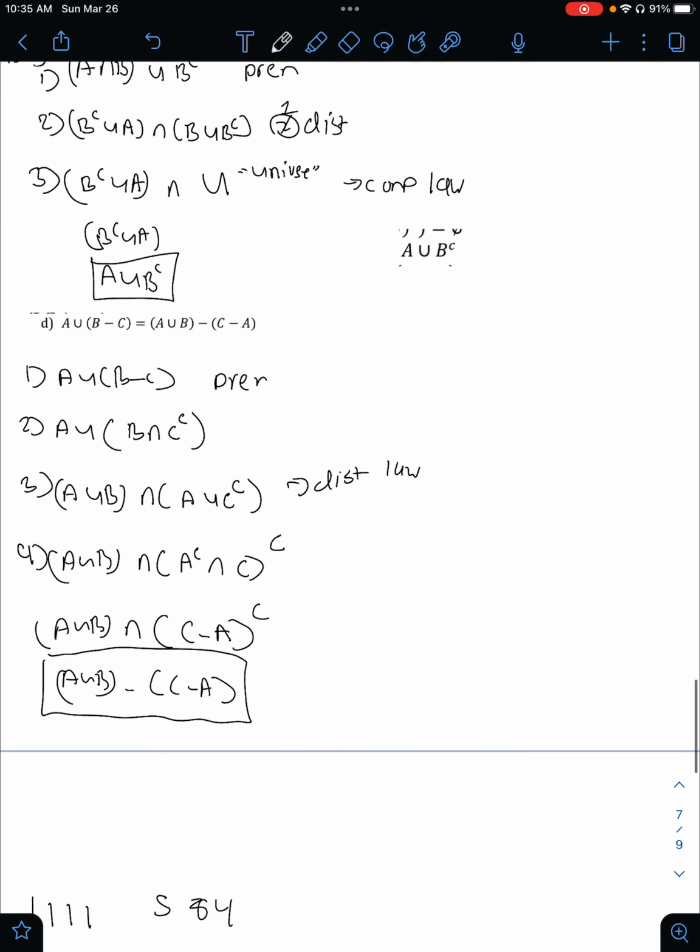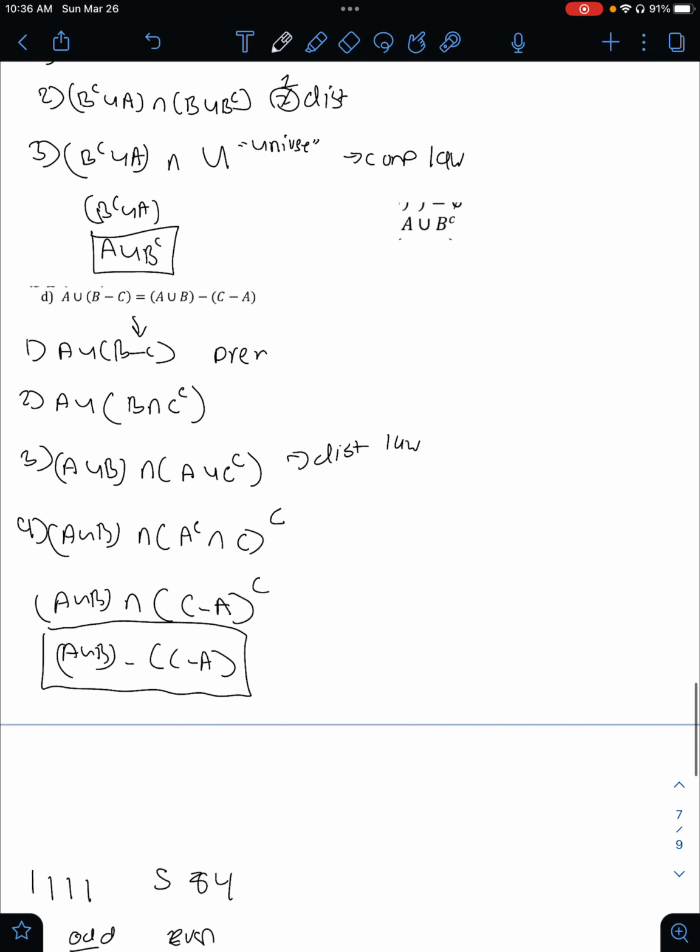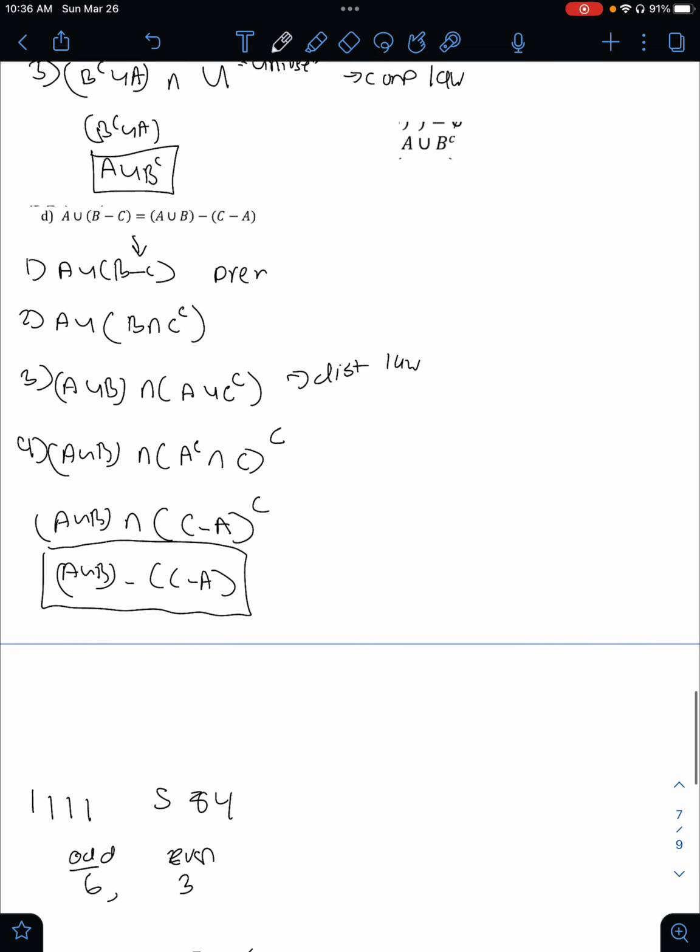Now for part D, again starting with our premise, we can rewrite this statement, B minus C. What that's saying is B without C. So without C means C complement. That's why I rewrote that as B and C complement. And now on step 3 we can distribute the A. And that leads us down to step 4.